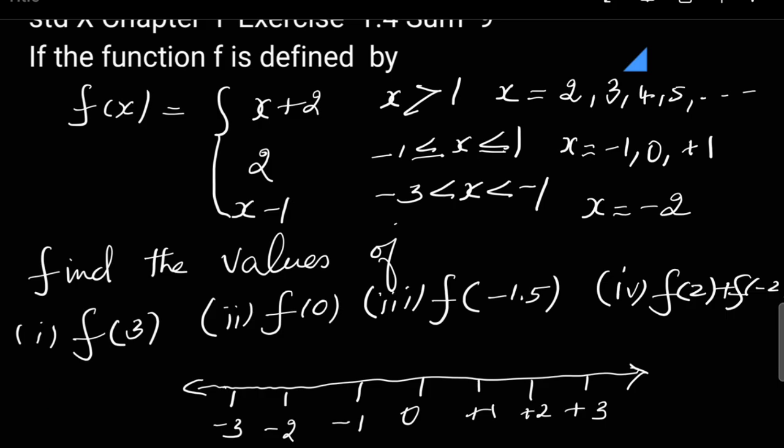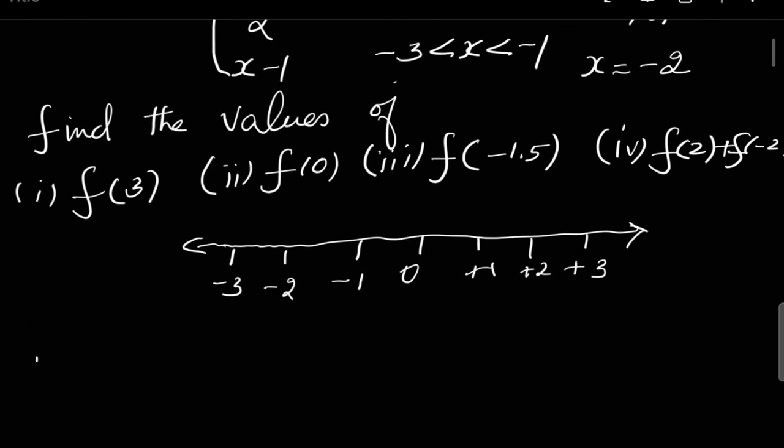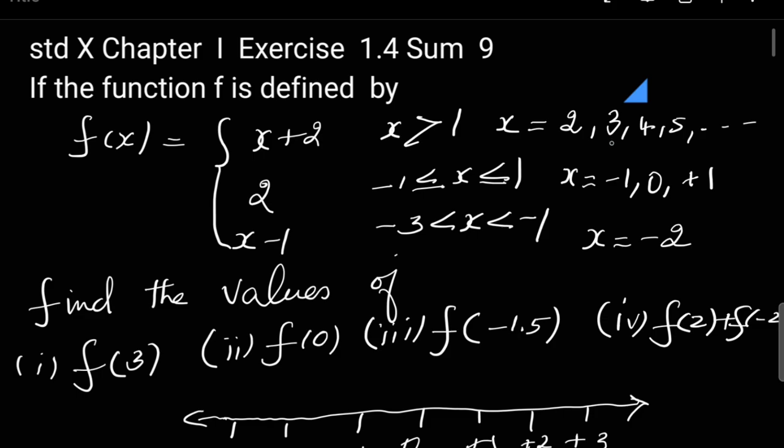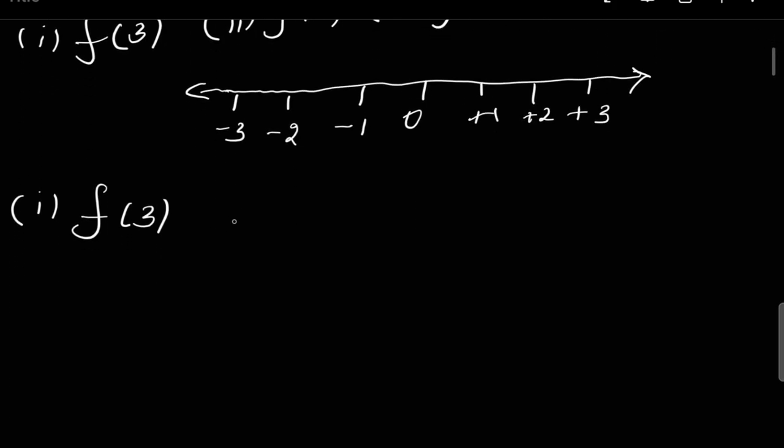Okay, using this you find the answer for the question. First question is f of 3. Where do you get 3 in the function? In the first function, x takes 2, 3, 4, 5. Here 3 you have for the function x plus 2. So I take this x plus 2. When x is equal to 3, 3 plus 2 is equal to 5. f of 3 equals 5.